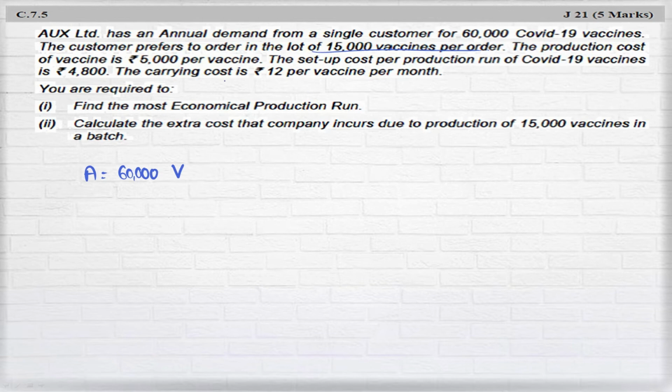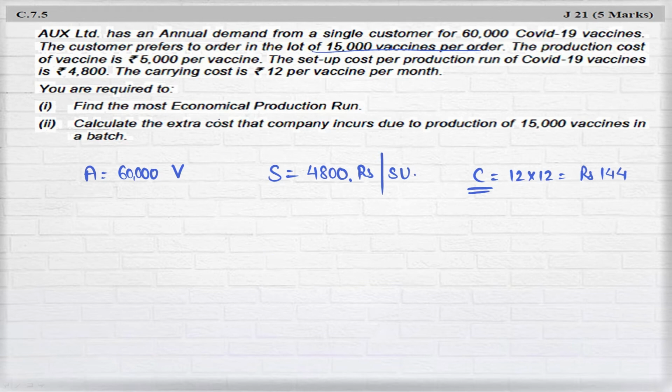The production cost of the vaccine is rupees 5,000 per vaccine. The setup cost per production run of COVID-19 vaccine is 4,800. So S is 4,800 rupees per setup. The carrying cost is rupees 12 per vaccine per month. So C will be 12 into 12. What is 12 into 12? 144. Why have we multiplied by 12? C is carrying cost per unit per annum always. Then only we will get the economic batch quantity.